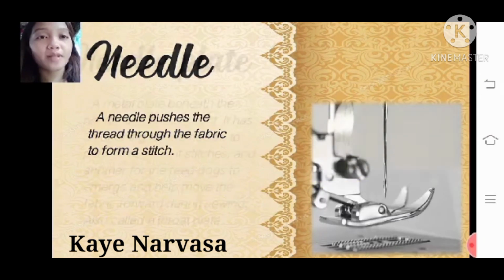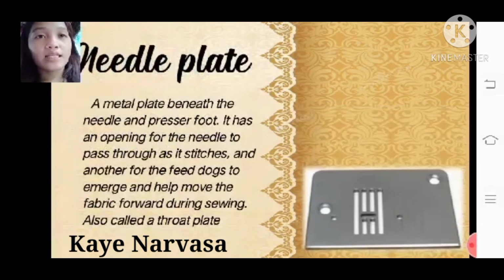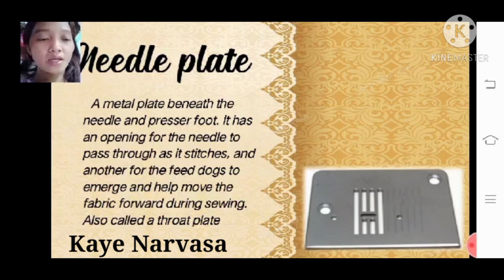Next is the needle plate. All sewing machines have a needle stitch plate that is set over the main workspace where the presser foot and needle are located. One of the purposes of this plate, guys, is to cover the bobbin area of the machine.